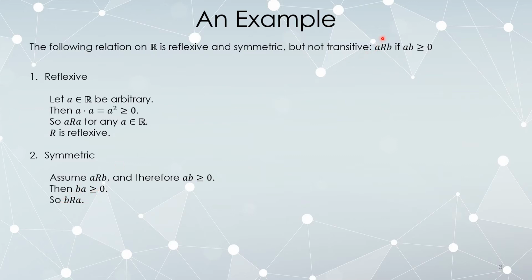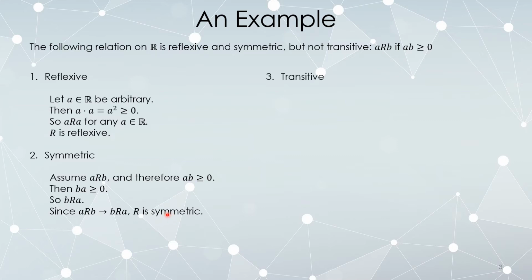B is related to A means left number times right number is bigger than or equal to 0. Left number times right number is bigger than or equal to 0, so B is related to A. We assumed A was related to B. We derived B was related to A. That is the conditional statement that underlies the definition of a relation being symmetric.